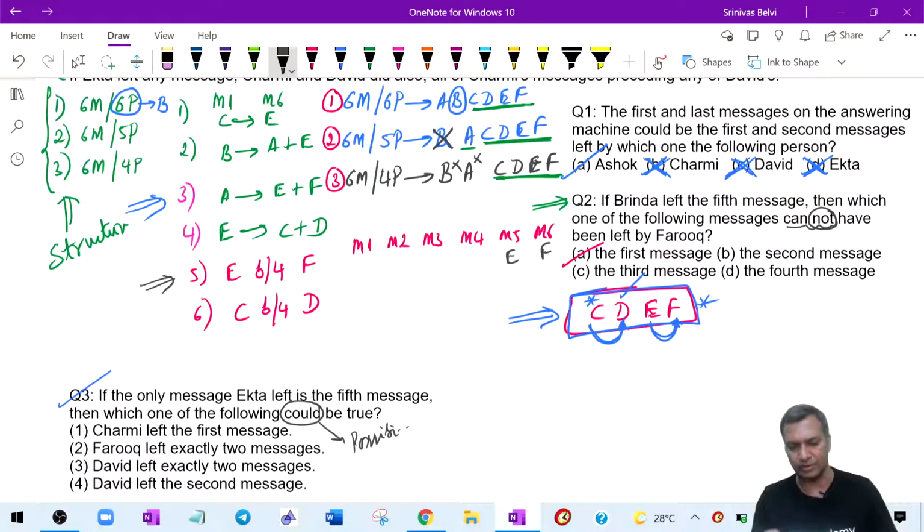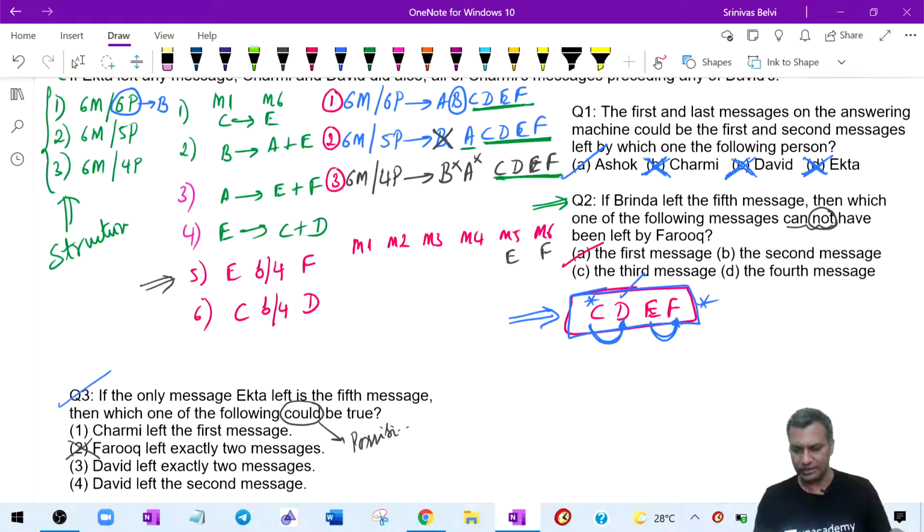Courtesy statement 5. Right here, statement 5, because all messages of E should come before F. Therefore, the sixth message is by Farooq, very clear. So statement number 2 is out. Farooq left exactly 2 messages is out, because all messages of Ekta will come before Farooq's message, which we know. So therefore, Farooq sending 2 messages is clearly ruled out.